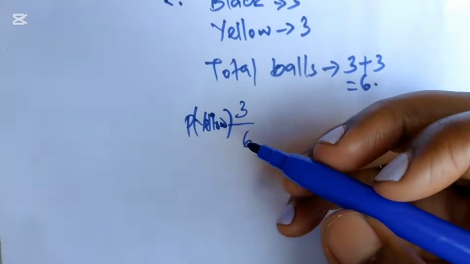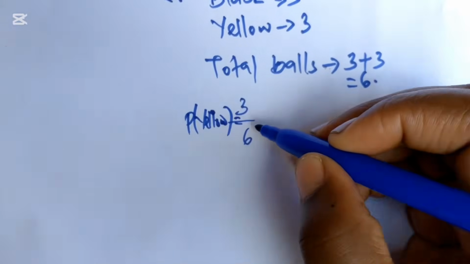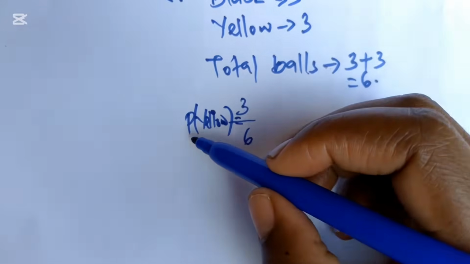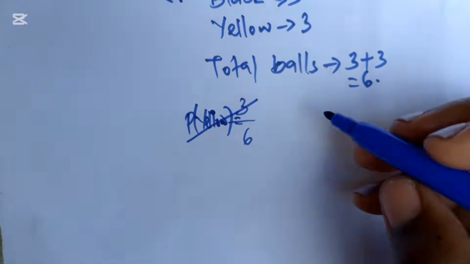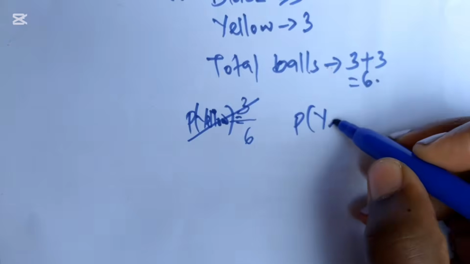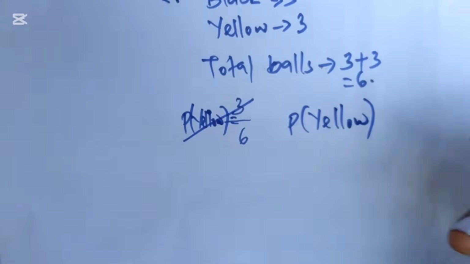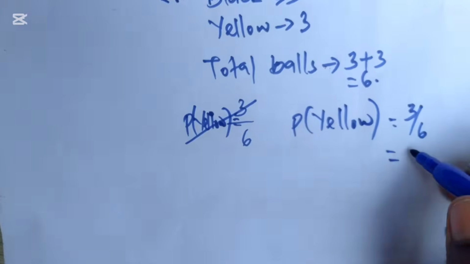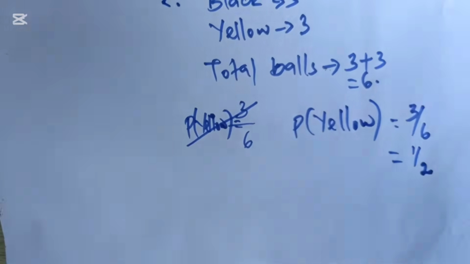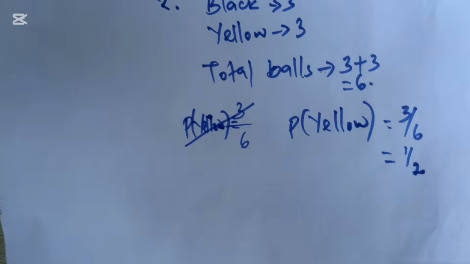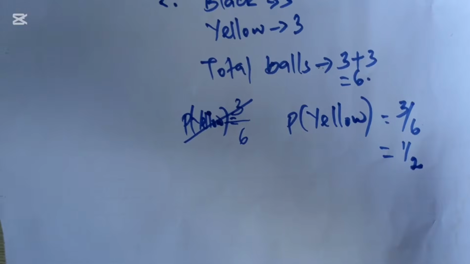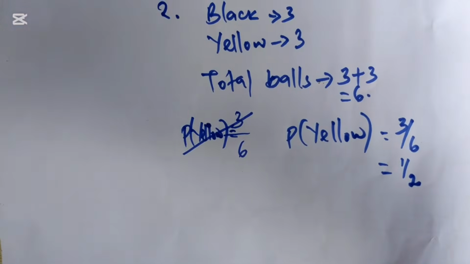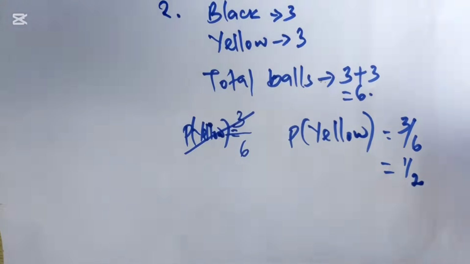So the probability of picking a yellow ball will be equal to, let me write some clean work, 3 out of 6, which when we simplify is 1 out of 2. So the probability of picking a yellow ball is a half.